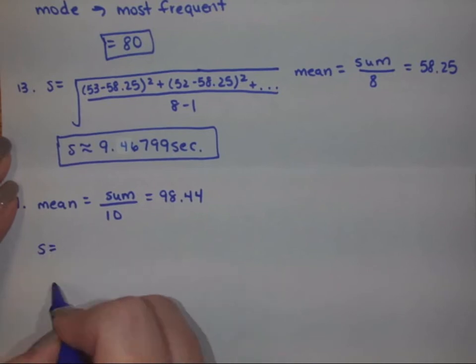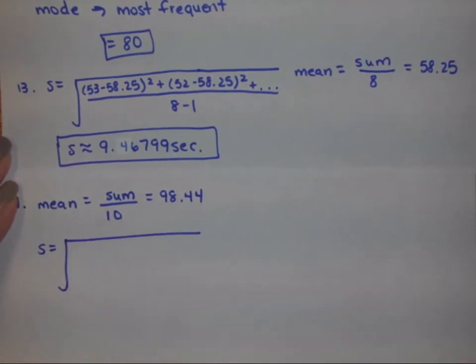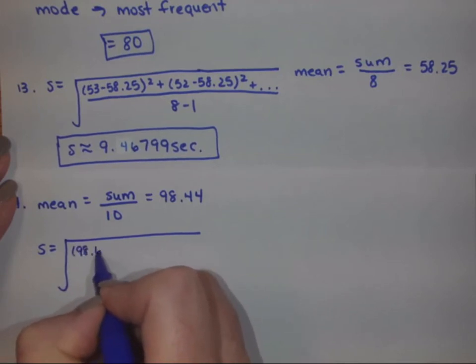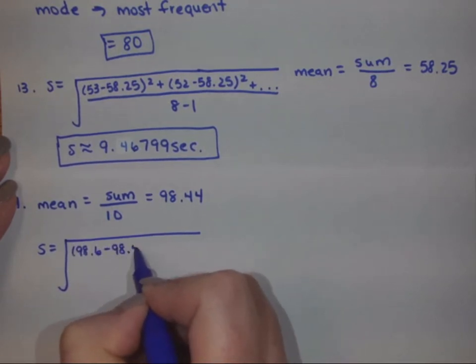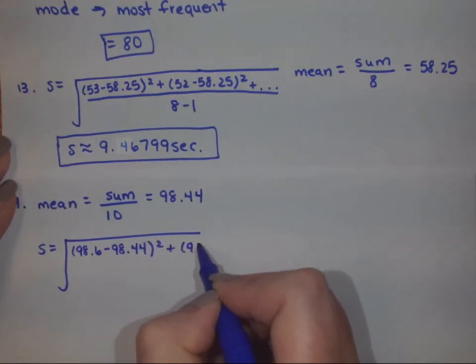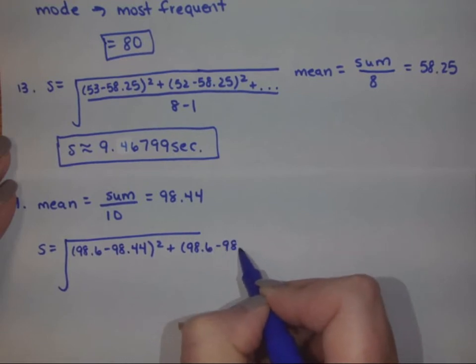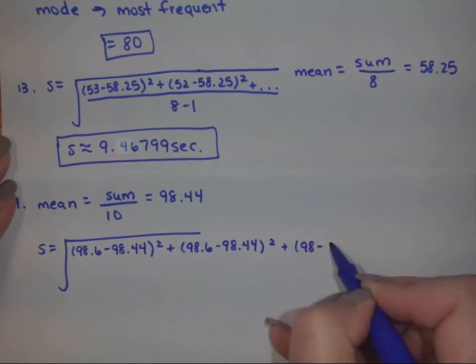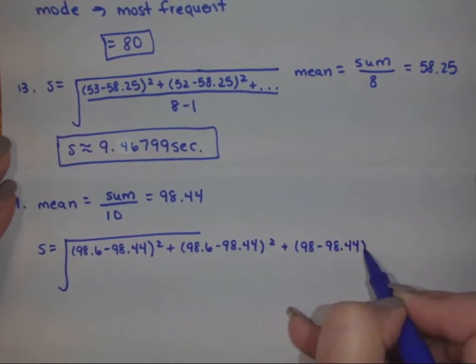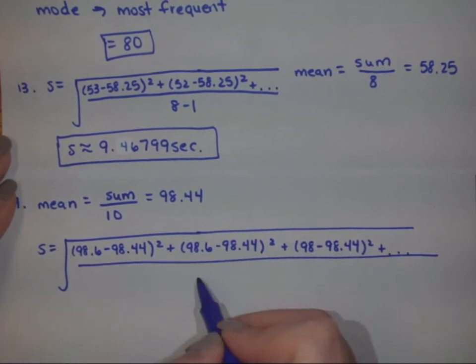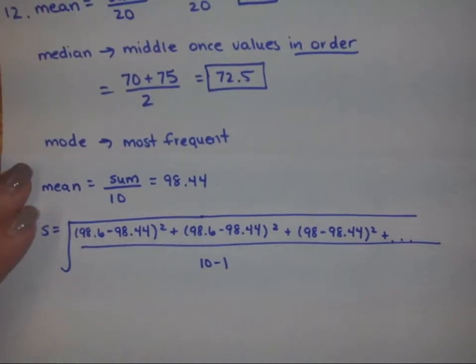And so then the standard deviation is again going to be the square root of the first value, 98.6, minus this mean, squared, plus the second value, which is also 98.6, minus 98.44 squared, plus the third value, minus 98.44 squared, plus dot, dot, dot for all 10 values, okay? And then we're going to divide that by the number 10 minus 1 because there's 10 values.